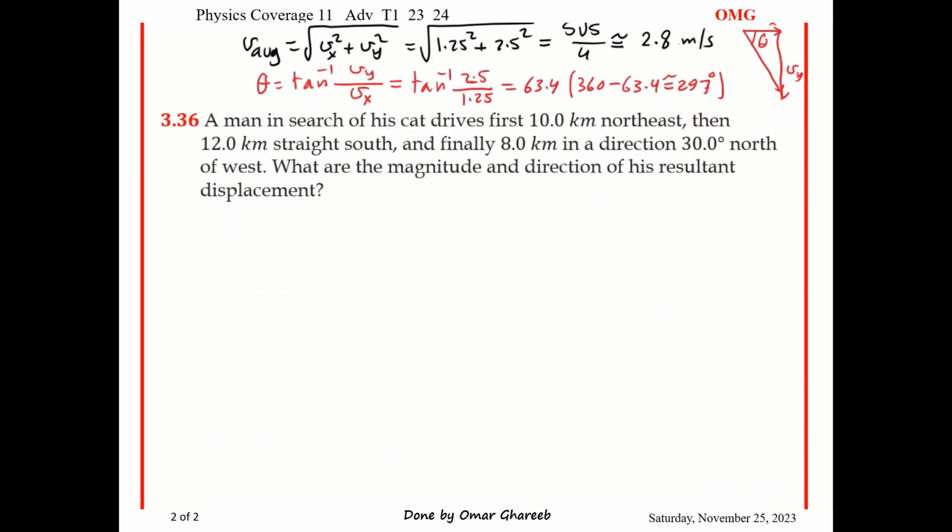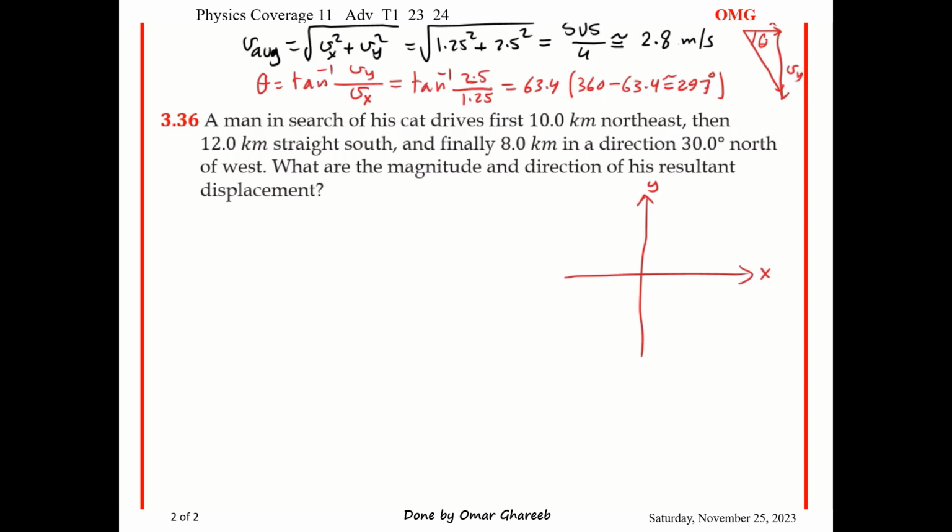Question 3.36. A man in search of his cat drives first 10 kilometers northeast, then 12 kilometers straight south, and finally 8 kilometers in direction of 30 degrees north of west. What is the magnitude and direction of his resultant displacement? Try to sketch these displacement vectors on x and y approximately.